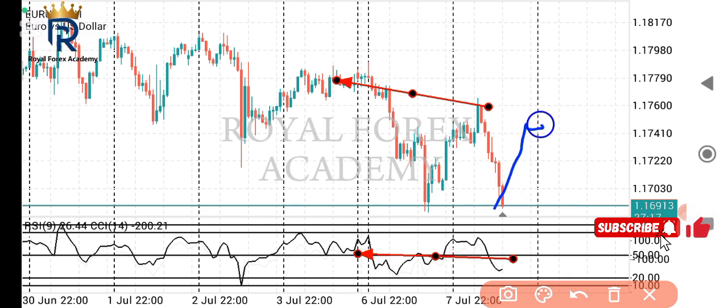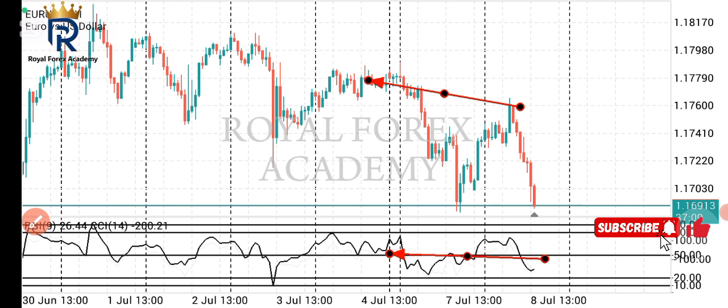They will need a divergence to confirm that we have come to the end of this pullback and then sell to the downside. That is the effective way, and that is exactly what we want to see, and that is how we can get a sniper entry trading this divergence.